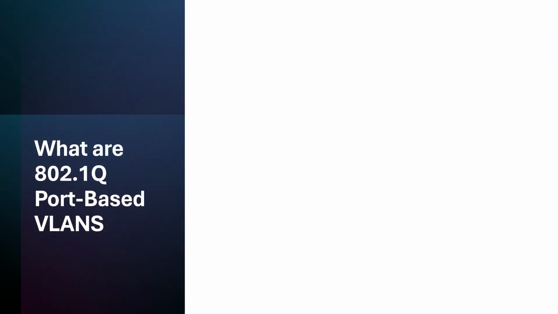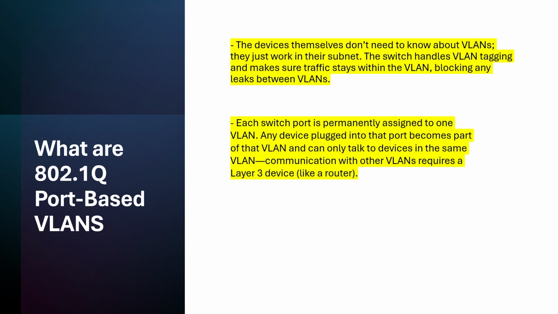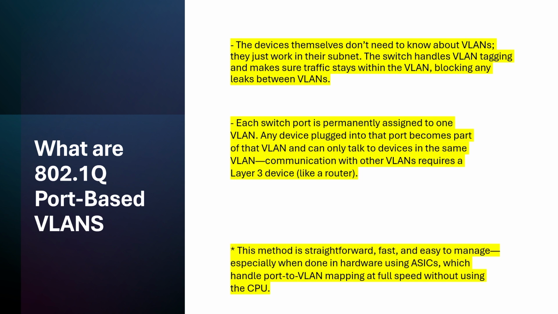And I mentioned I would go over what an 802.1Q port-based VLAN is. Well, the devices themselves don't need to know about VLANs. They just work in their subnet. So the switch handles VLAN tagging and makes sure traffic stays within the VLAN, blocking any leaks between VLANs, and each switch port is permanently assigned to one VLAN. Any device plugged into that port becomes part of that VLAN and can only talk to devices in the same VLAN. So communication with other VLANs requires a layer 3 device, like a router, like I mentioned earlier. This method is straightforward, fast, and easy to manage, especially when done in hardware using ASICs, which handle port to VLAN mapping at full speed without using the CPU.